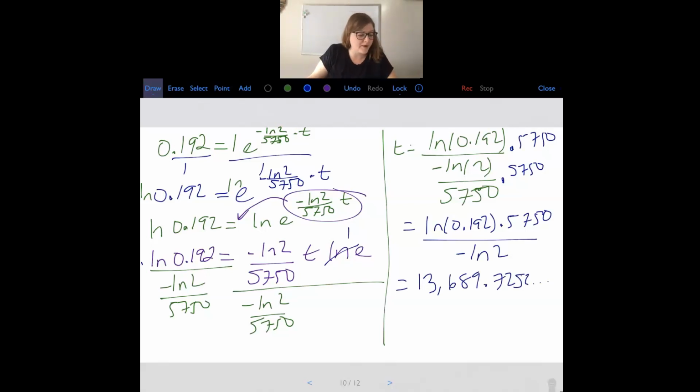Okay, so now the problem says to round to the nearest integer, or really to the nearest year. With that, we're deciding if this is closer to 13,689 or 13,690. Okay, the nearest integer is the ones place. We look next door. The number next to it is 5 or greater. So this is 13,690. So the bones were about 13,690 years old when they were found.